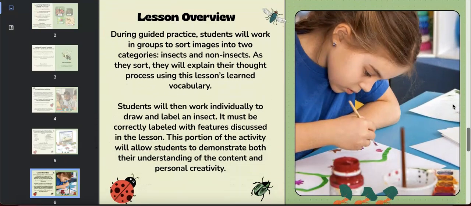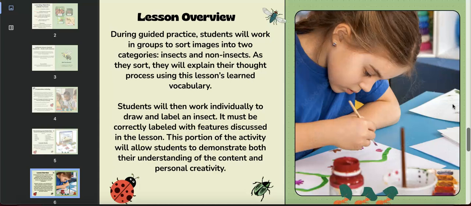So here is my lesson overview. So during guided practice, students will work in groups to sort images into 2 categories, insects and non-insects. As they sort, they will explain their thought process using this lesson's learned vocabulary. So that's a big thing, that they're putting what they're learning into practice as a group, testing out these new words and how they pertain to the content.